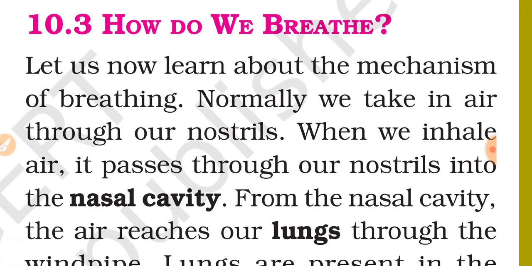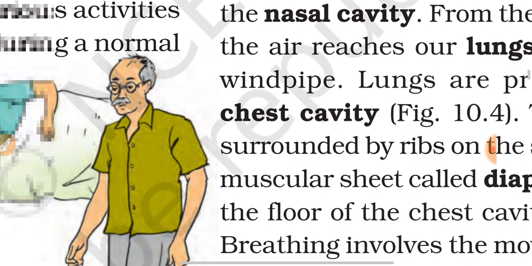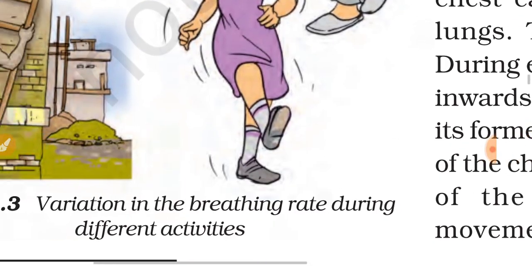Today we are going to discuss how we breathe in the chapter Respiration in Organisms. So let us now learn about the mechanism of breathing. Normally we take in air through our nostrils. When we inhale air, it passes through our nostrils to the nasal cavity. From the nasal cavity, the air reaches our lungs through the windpipe. Lungs are present in the chest cavity, as you have seen in figure 10.4.